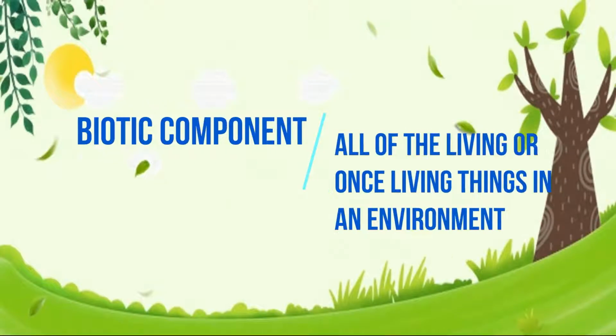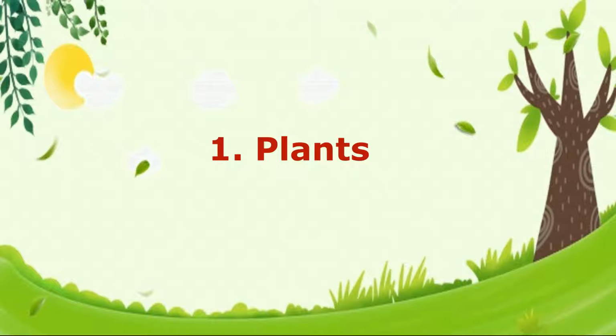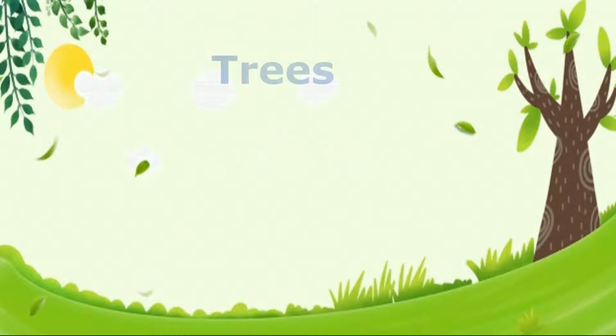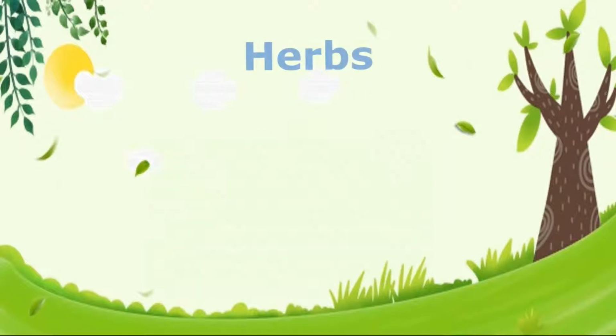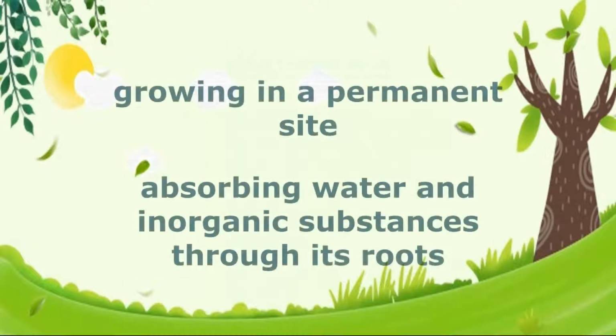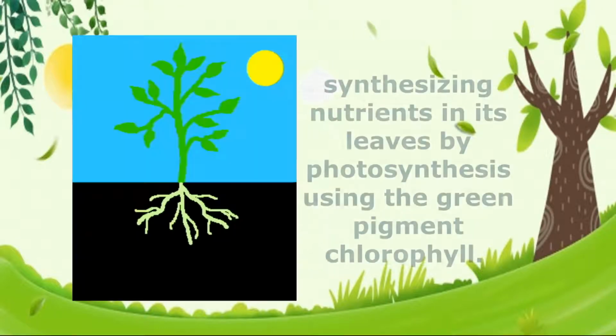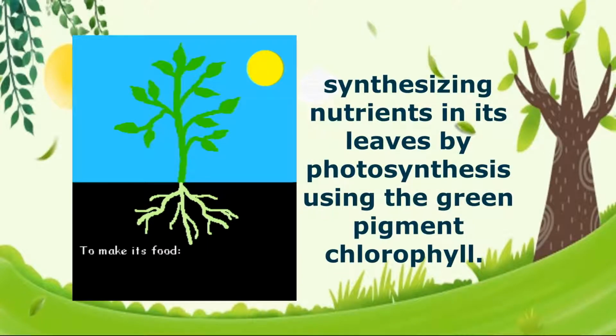While biotic component refers to all of the living or once living things in an environment. Examples are the following. 1. Plants. A living organism of the kind exemplified by trees, shrubs, herbs, grasses, ferns, and mosses, typically growing in a permanent site, absorbing water and inorganic substance through its roots, and synthesizing nutrients in its leaves by photosynthesis using the green pigment chlorophyll.